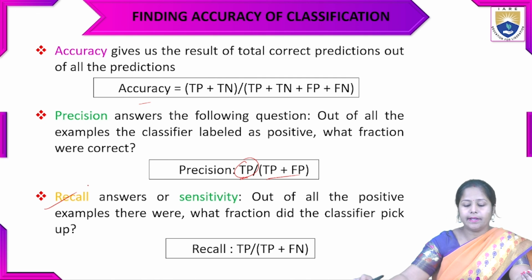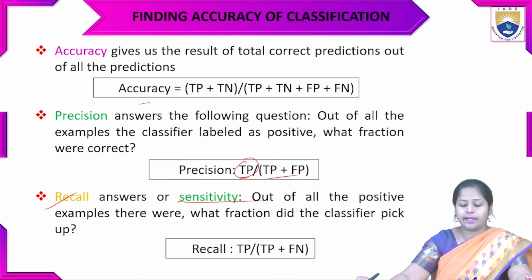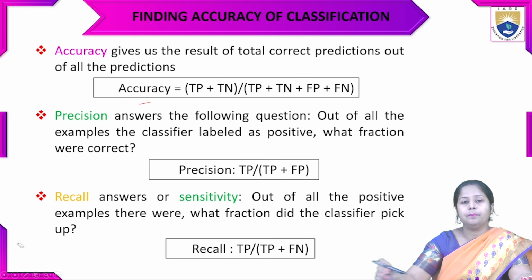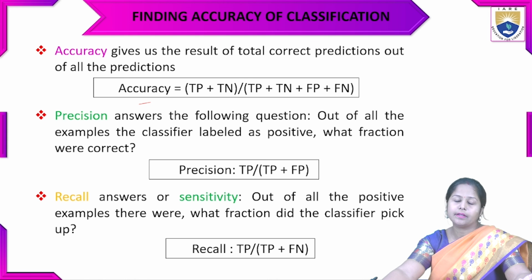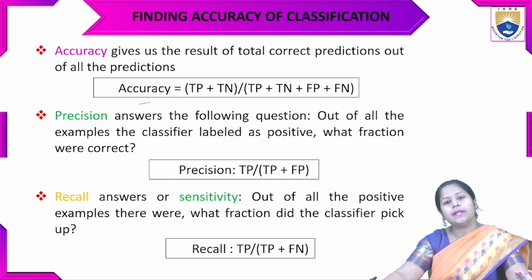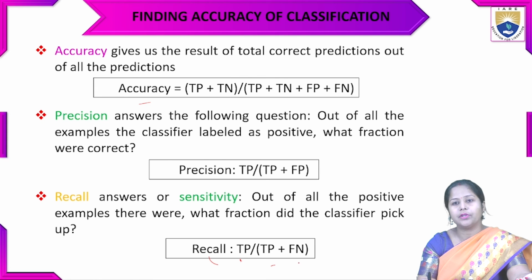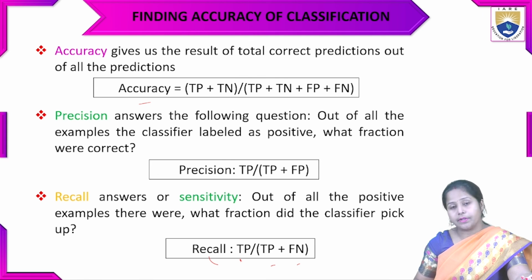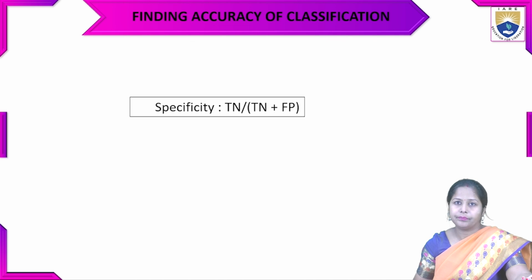So what is recall here? Recall we can also call sensitivity. Sensitivity is: out of all the positive examples there were, what fraction did the classifier pick up? So recall is calculated as true positive divided by true positive plus false negative. That is the formula to calculate the recall or sensitivity.